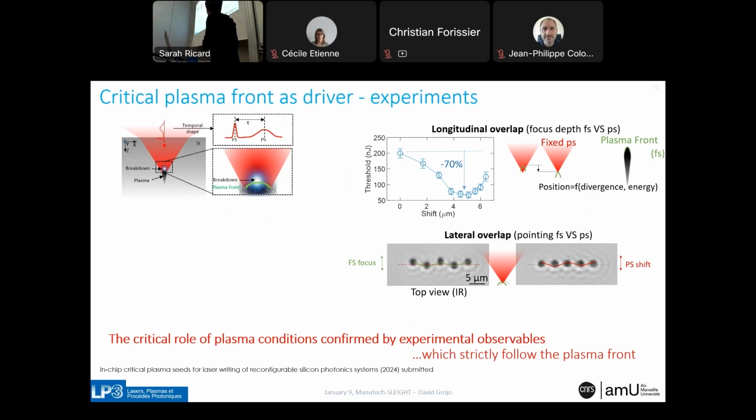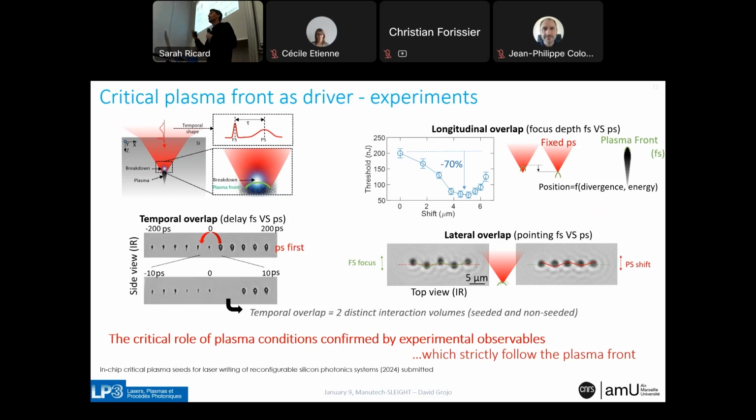And things get also interesting when you start to make relative move in time of the two pulses. What you see on this is modification for different delays between the pulses. When the picosecond arrives first, so above 0 there, we have the picosecond writing resolution. But when delay becomes negative, it means that picosecond arrives after. We have the femto-pico resolution that we observed before.